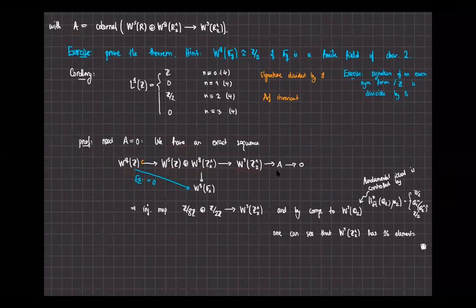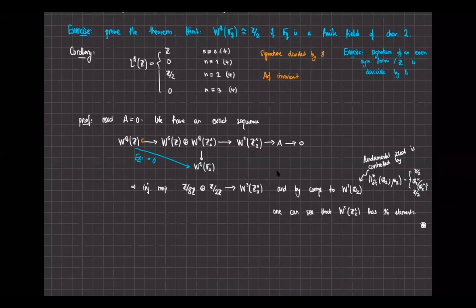This maps to the symmetric Witt group of the 2-adic integers, and the cokernel of this map is A by construction, right? So now it's a little fun fact, or exercise if you wish, to show that the map from the quadratic Witt group of Z to the quadratic Witt group of Z, the 2-adics, is in fact 0. So how do you show that?